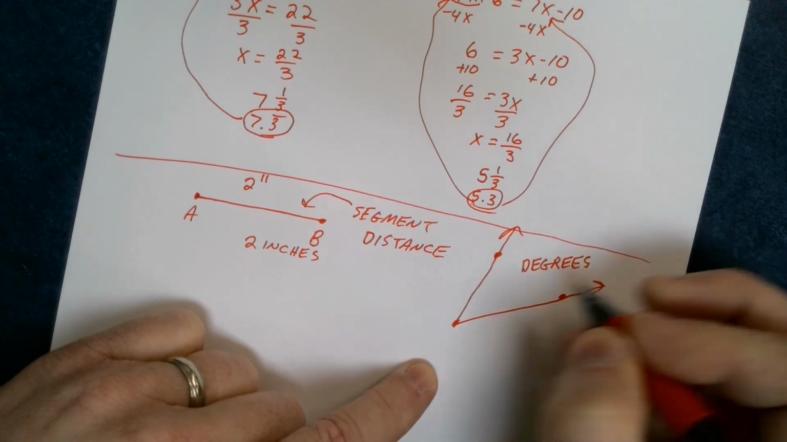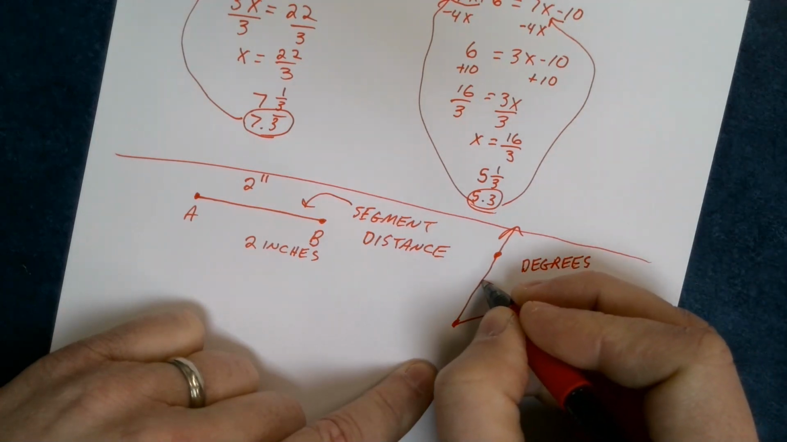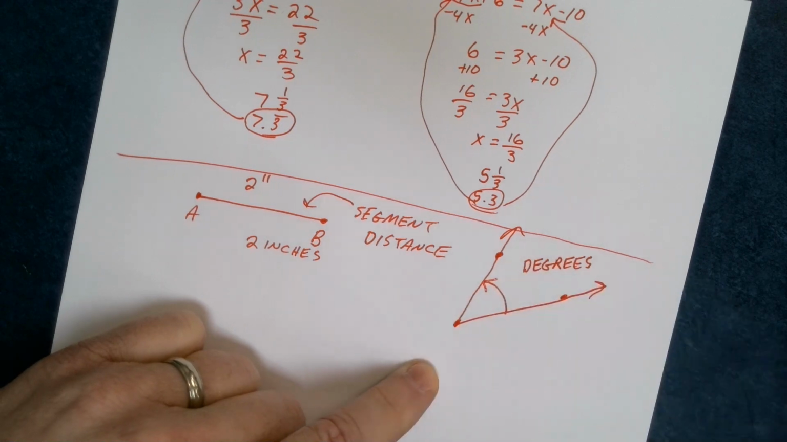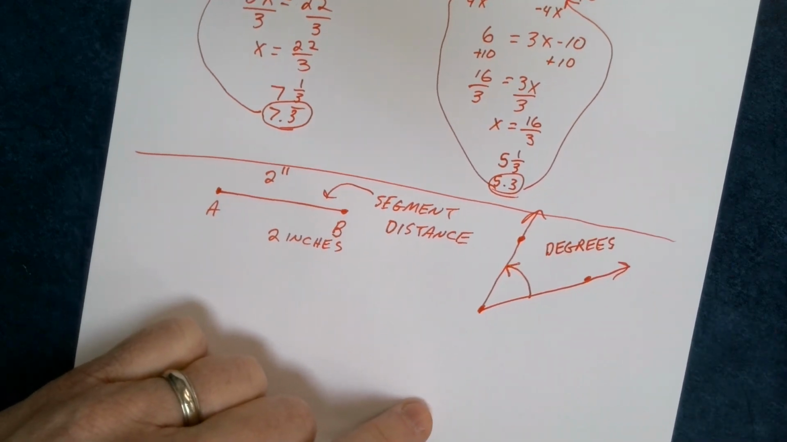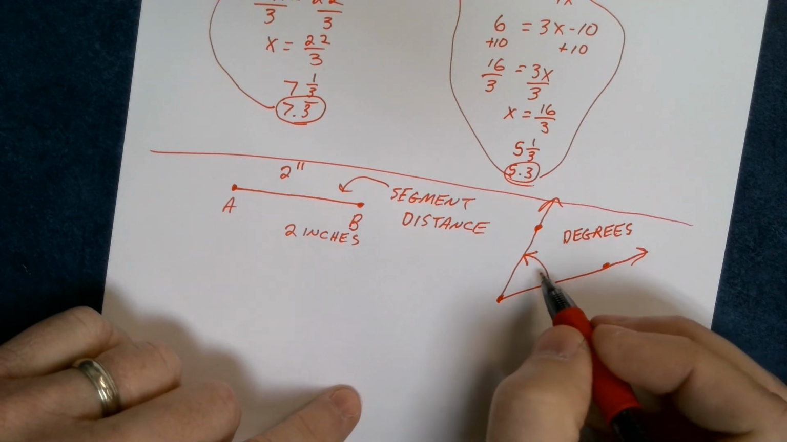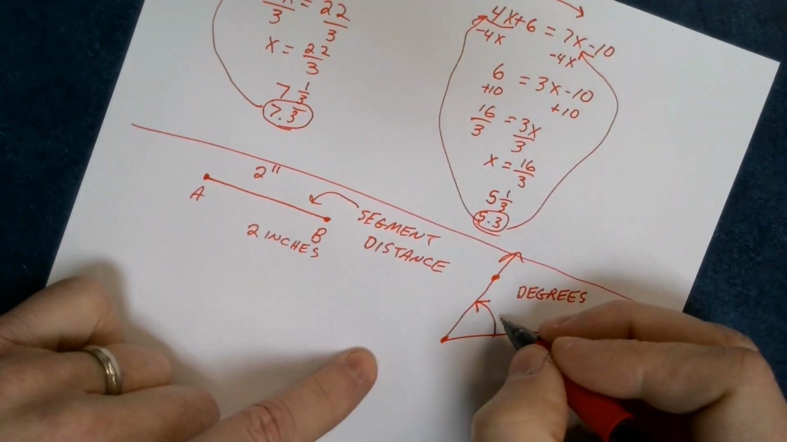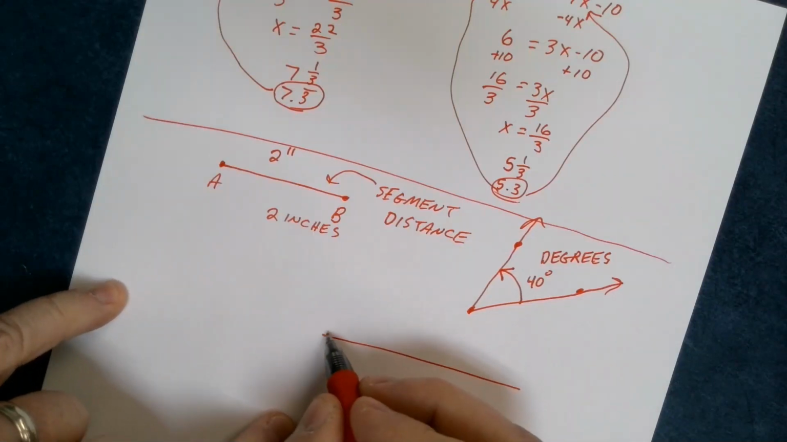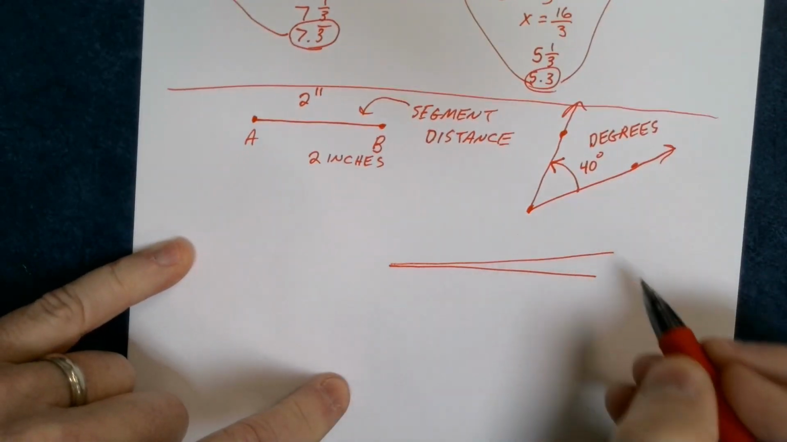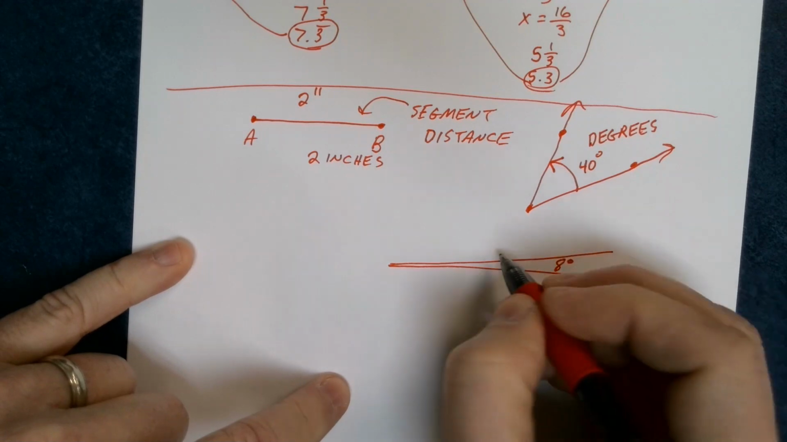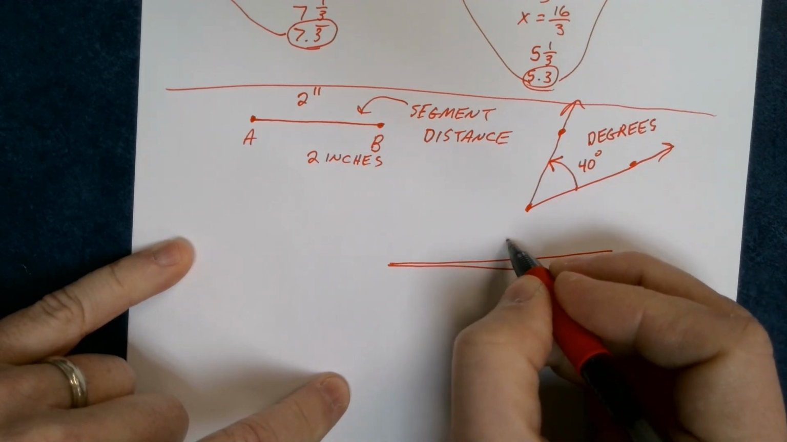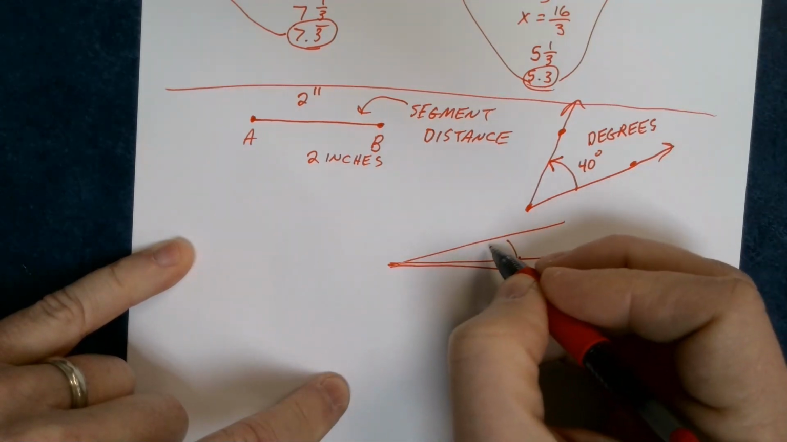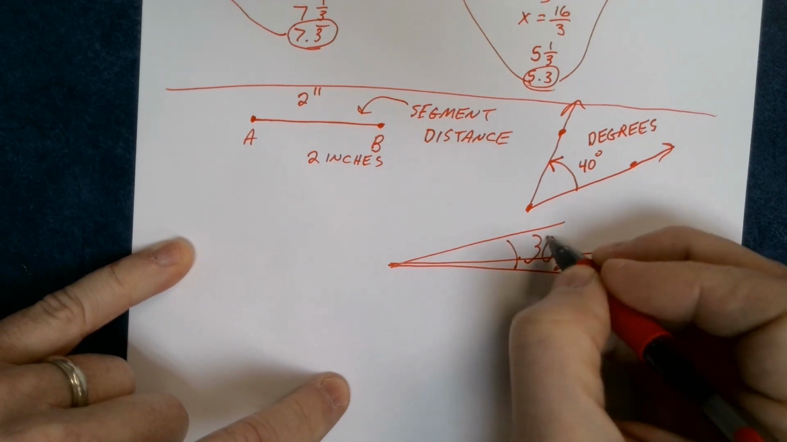And degrees measures how far open something is. Whereas this one right here is open about 40 degrees. And if I had this right here, this is open about 8 degrees. And the more I rotate up, the more I'd get. Maybe this one's open about 30 degrees.